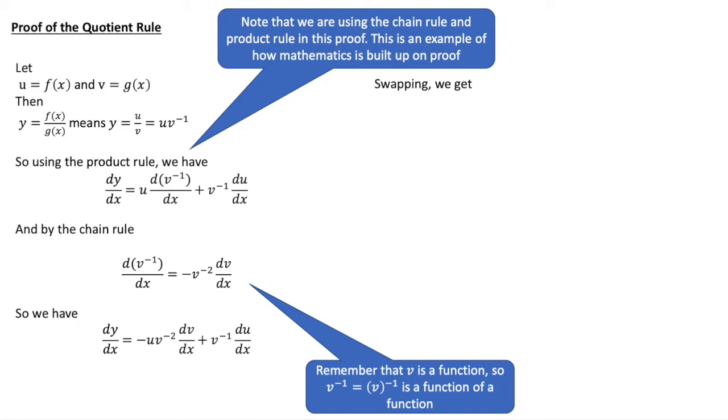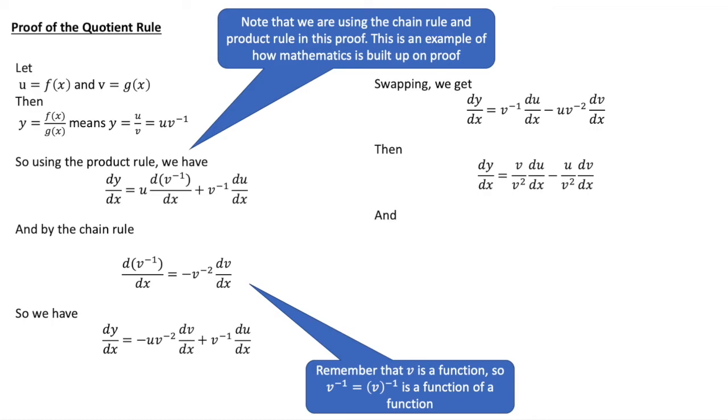If we swap those terms round, we get that dy by dx is v to the minus 1 times du by dx, take away u v to the minus 2 times dv by dx. Then we can convert v to the minus 1 into v divided by v squared. u times v to the minus 2 is, of course, u over v squared, and so we get this expression, dy by dx is equal to v over v squared times du by dx, take away u over v squared times dv by dx.